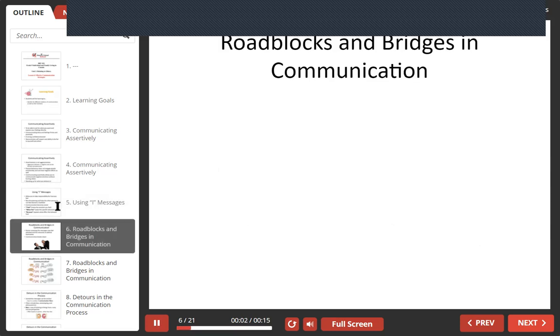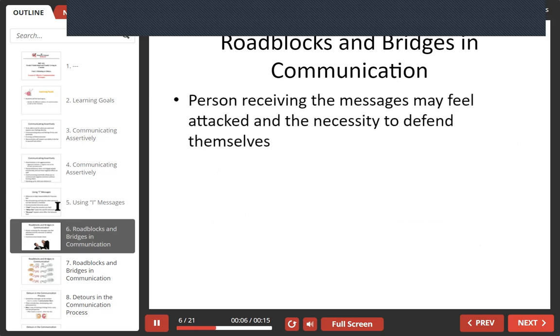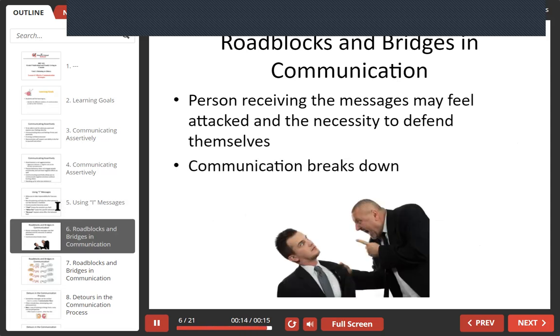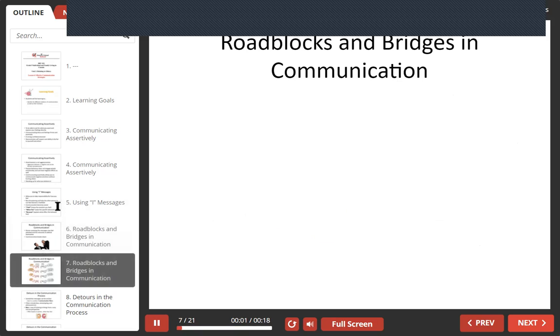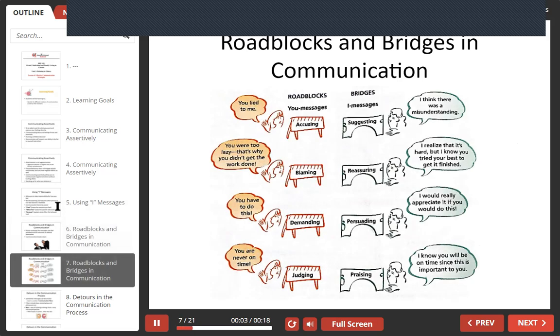What exactly are the roadblocks and bridges in communication? The person receiving the message may feel attacked and the necessity to defend themselves. Communication then breaks down. Here's a little graph about what roadblocks and bridges in communication look like. So roadblocks are the attacking and the bridges are the more effective way of communicating.